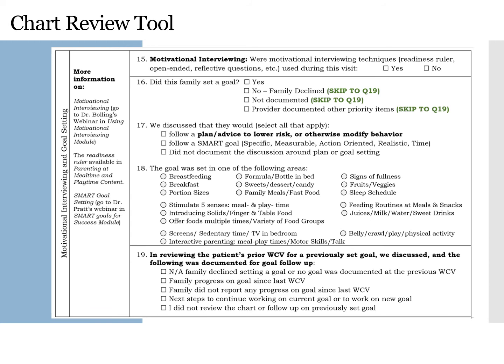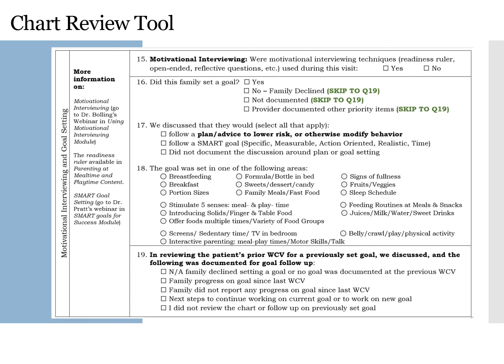Moving forward, the next question is to decide how you'll answer the coming questions. Did the family set a goal? If they did, you'll move on to 17 and 18. If they did not, you will skip to question 19. And skipping is because the family declined to set one, you didn't have documentation of a goal being set, or you had documented that there were other priority items that you needed to discuss at this encounter and therefore did not have time to set a goal.